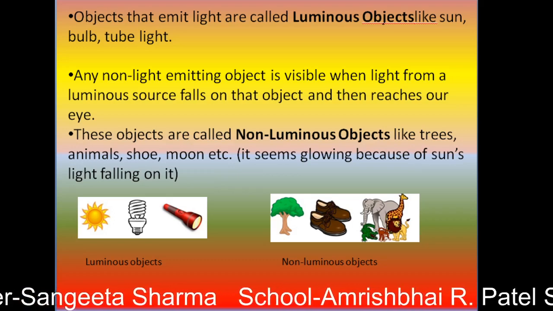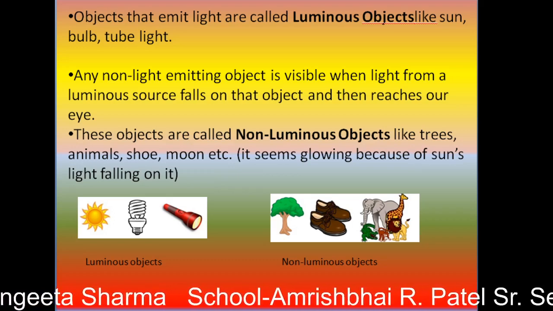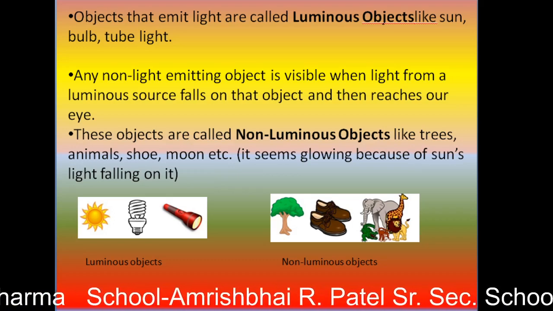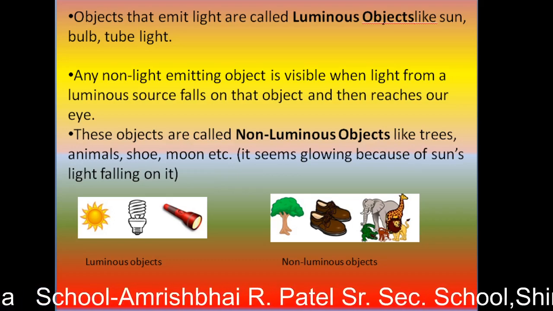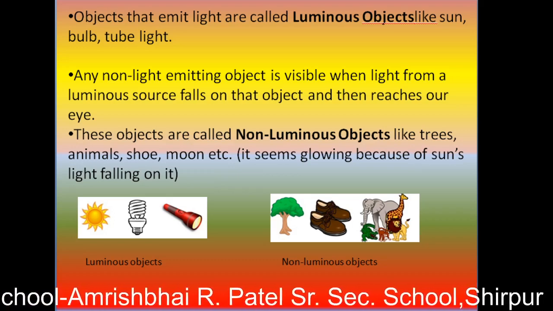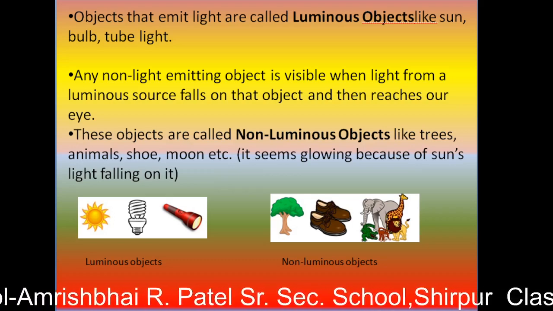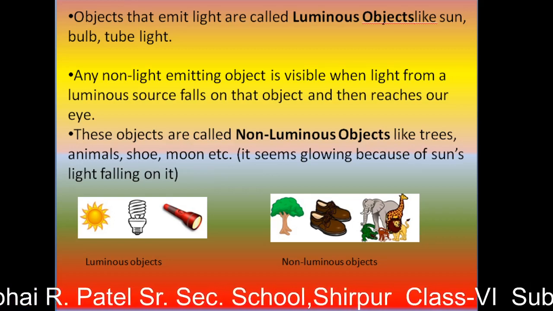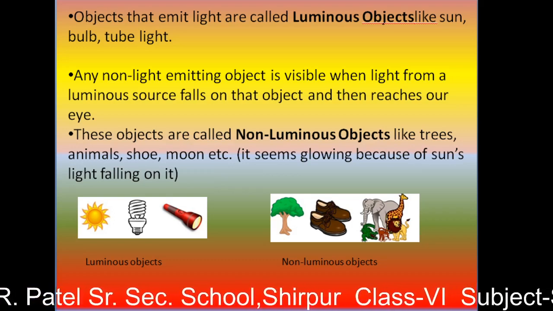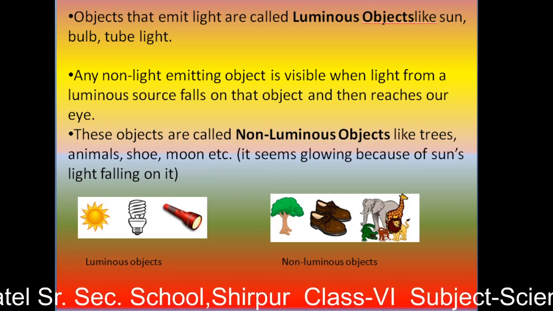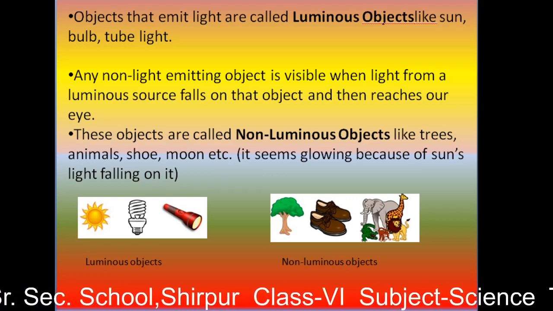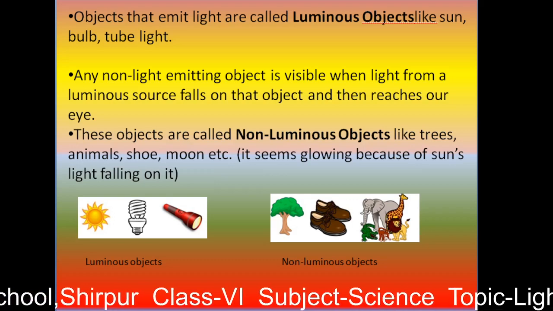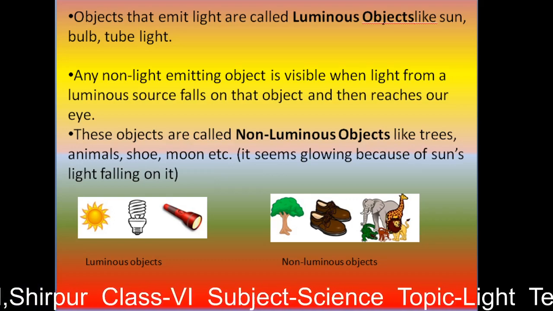Any non-light emitting object is visible when light from a luminous source falls on that object and then reaches our eye. These objects are called non-luminous objects, like trees, animals, shoe, moon, etc. The moon seems glowing because of sun's light falling on it. Do you know why we can see the light of moon at night? Because of the sun's light falling on the moon.